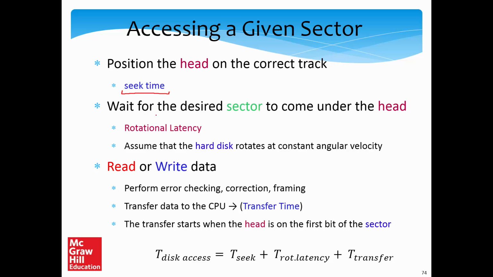Once we are on the right track, we need to wait for the desired sector to come under the head, right? So recall that the track is divided into sectors. So we need to wait for the right sector to rotate and come under the head. This is called the rotational latency, where of course the assumption is that the hard disk rotates at constant angular velocity, which is true for most hard disks in the market. Almost 100% of the hard disks rotate with constant angular velocity.